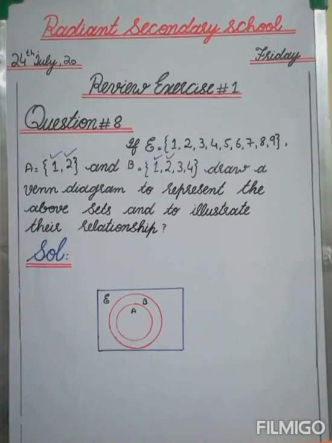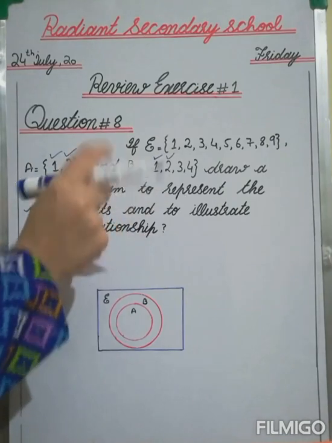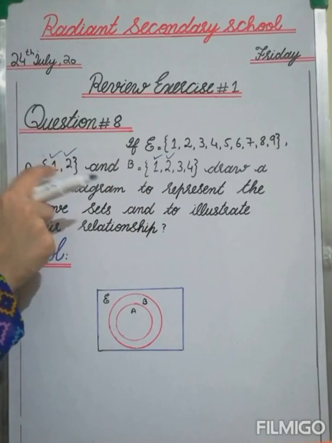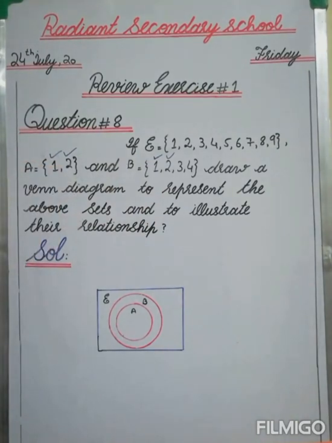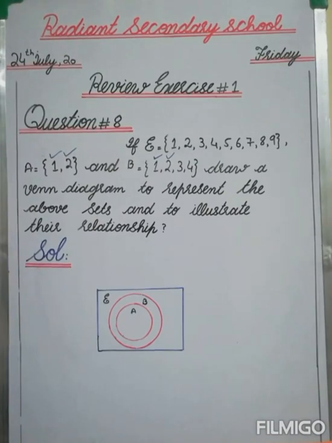Now move on to the third case. Third case is subset, when one set is a subset of the other. So here you can see all the elements of set A are present in set B, but all the elements of set B are not present in set A. It means that set A is a subset of set B. So we will draw a Venn diagram in which we will draw the subset case.